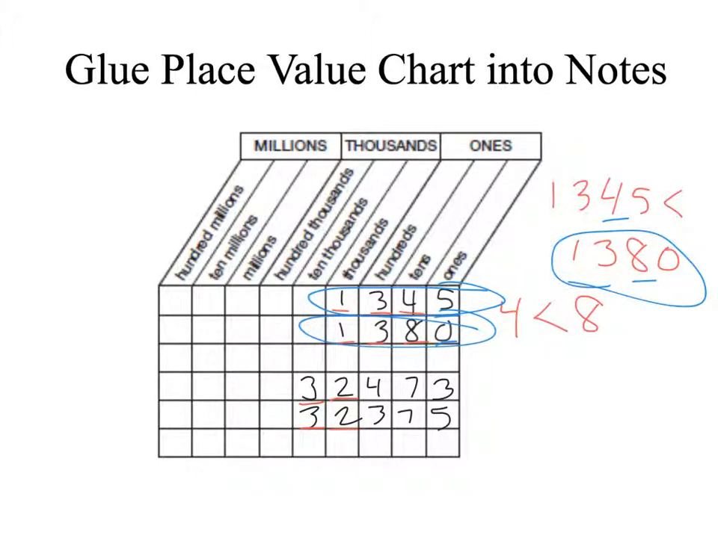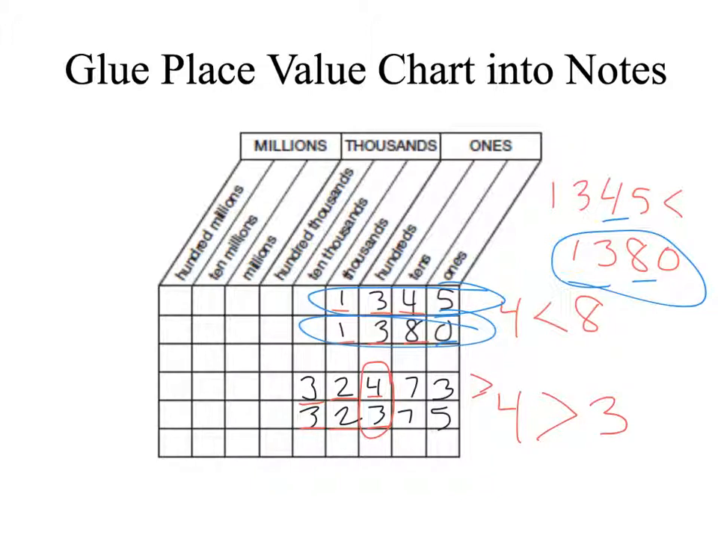Now we get to the hundreds place. In the hundreds place, we have a 4 and a 3. So all we need to do is compare 4 to 3. Well, 4 is greater than 3. So now we know that 32,473 is greater than 32,375 just by looking at the hundreds place. We don't even need to look at the tens place or the ones place.